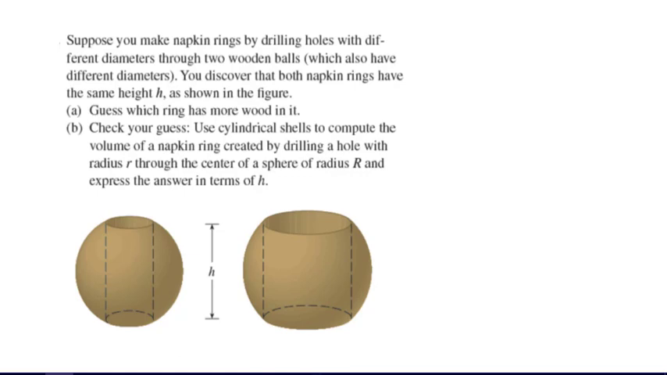So part A would be, guess which ring has more wood in it, or really which has more volume of wood. And then let's see if we can really check that guess by using the cylindrical shell method to actually compute the volumes of a napkin ring that is created by drilling a hole with a radius r through the center of a sphere with radius big R. And when you calculate that volume, we can express it in terms of h and see if we could determine which of these really has more volume.